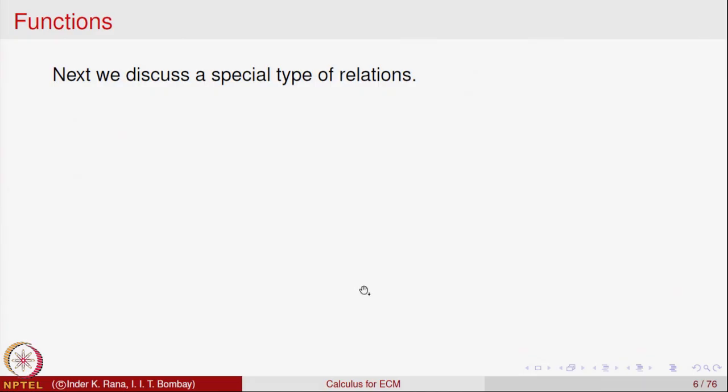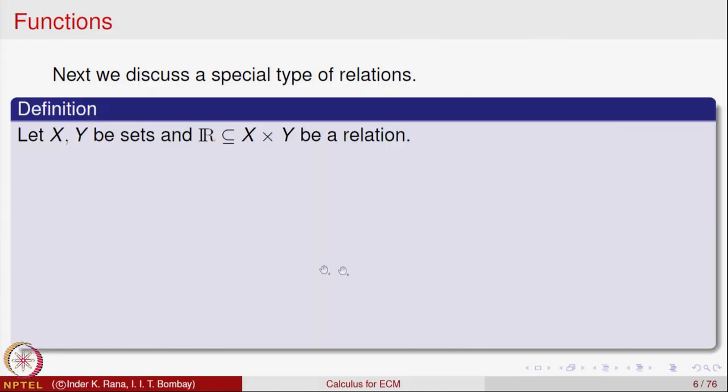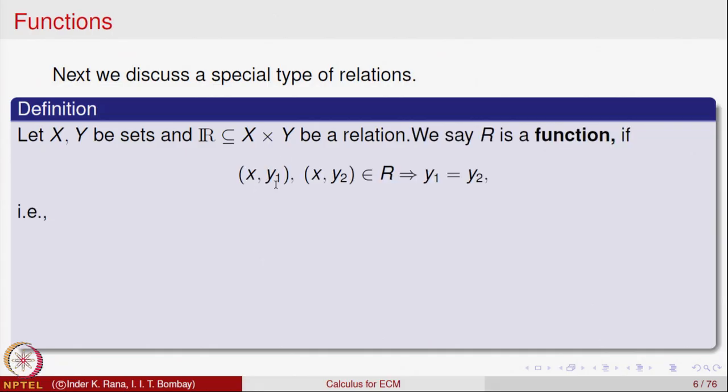Next, we are going to look at some special kind of relations. Let us have two sets X and Y, and let us say R is a relation from X to Y. Then we say, if (x, y1) and (x, y2) belong to R implies y1 is equal to y2, and this relation has this property, then we say it is a function. So, a function is a special type of relation with the property that whenever x is related to y1 and x is related to y2, then y1 must be equal to y2.